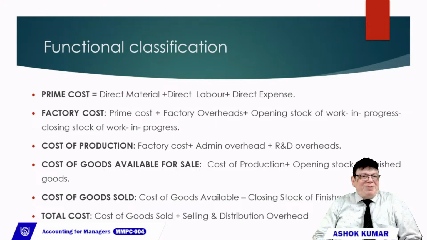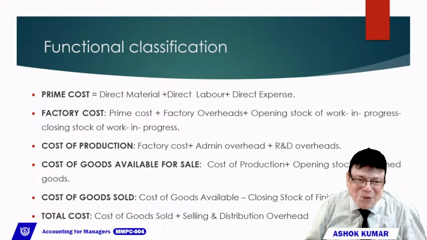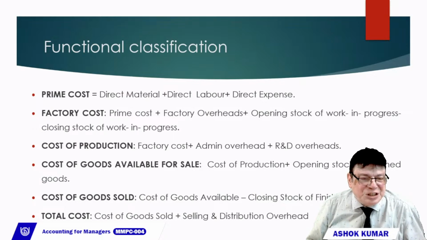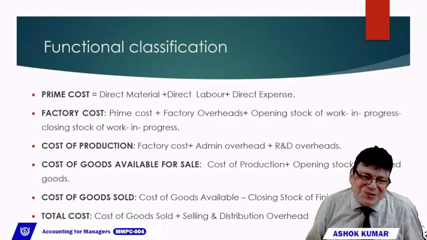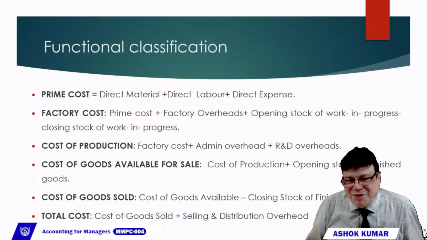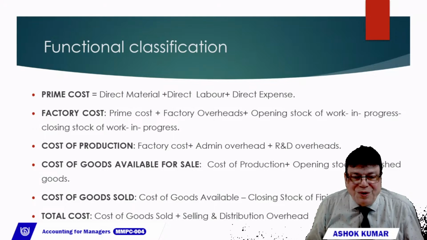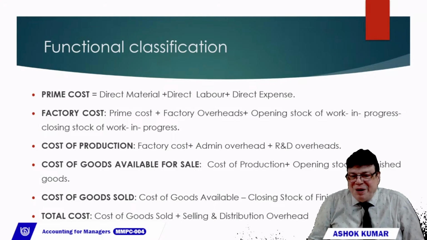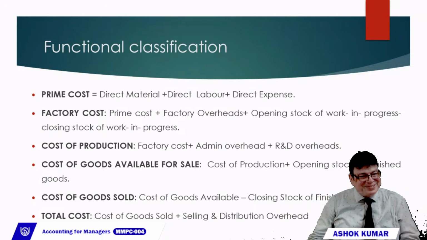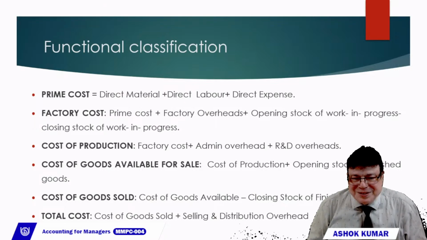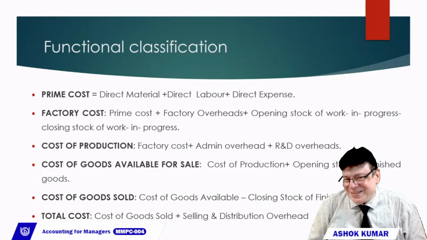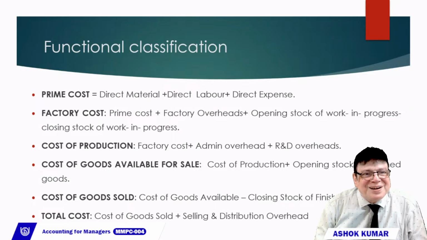Now cost of production will be factory cost plus administrative overheads, plus research and development overheads. That is the cost of production. The next is cost of goods available for sale: cost of production plus opening stock of finished goods. Now cost of goods sold is cost of goods available minus closing stock of finished goods. So total cost is equal to cost of goods sold plus selling and distribution expenses. This was about functional classification.